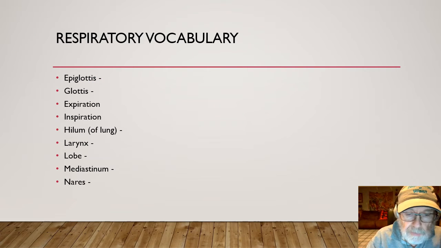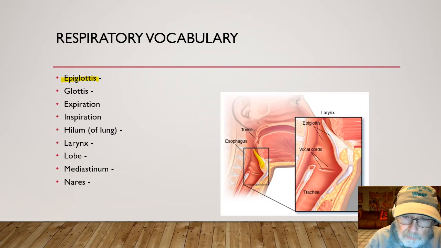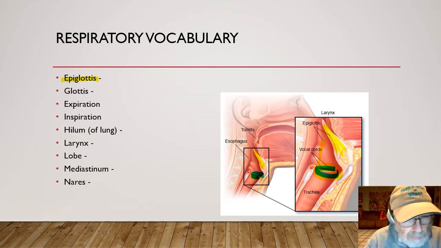Epiglottis. Now we talked about the epiglottis last time, and we know that's that little flap of tissue that sits right here at the back of the tongue. When we eat, that epiglottis comes down and closes this area, because this area where the vocal cords are, the vocal cord area right here and right here, that's called the glottis. Epi upon the glottis. Glottis upon the area of the vocal cords.